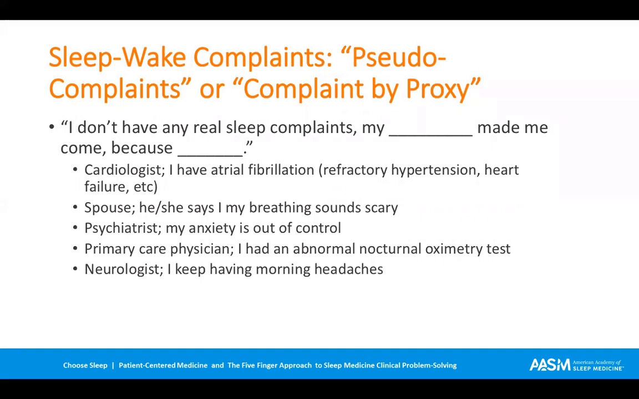These are pseudo complaints, such as, I'm here because my cardiologist told me to come in because I have AFib, or I don't have anything wrong with my sleep, but my wife told me to come in because of my snoring, or I feel fine and I sleep great, but my primary care physician did an overnight pulse ox and said it was abnormal. So in these instances, it's incumbent upon the sleep medicine physician to determine if a given abnormality is actually something that represents a real and genuine health risk to the patient.